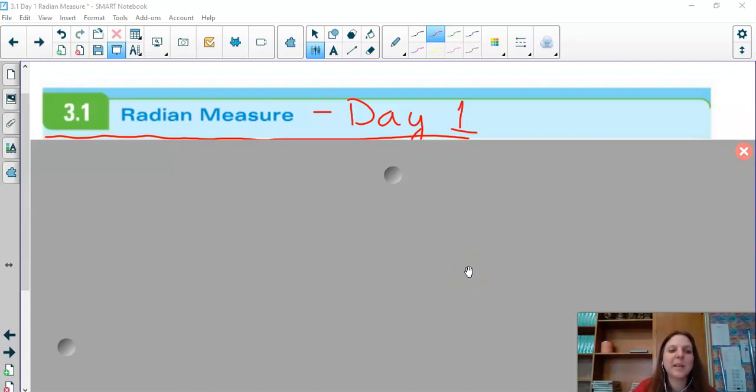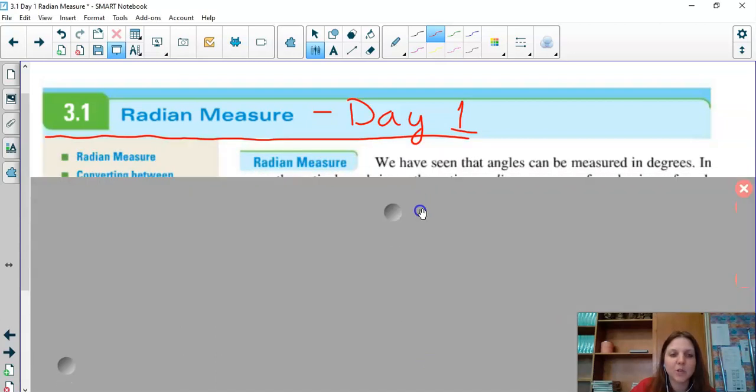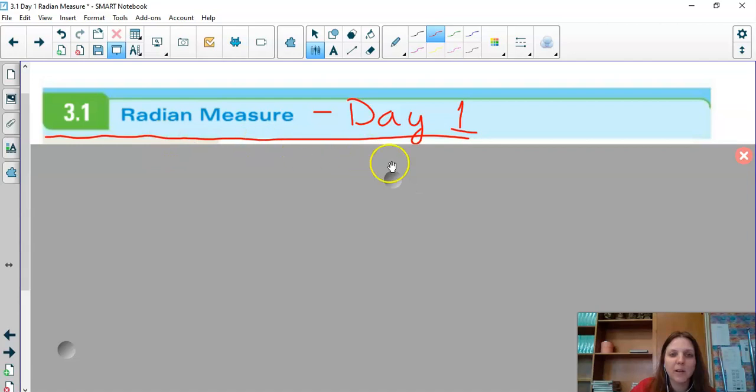Hi everybody, this is the beginning of chapter 3, which is radian measure. And if you turn to page 94 in the book, you can see this information, but you definitely want the title and the date written down, and then you can kind of put your pencil down. I'll tell you when you want to jot more down.